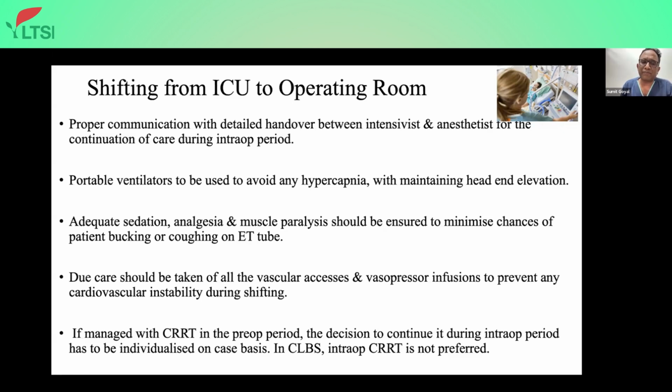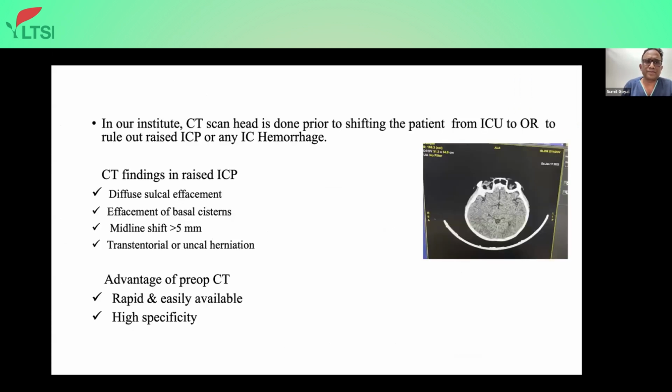If preoperatively managed with CRRT, the decision to continue it during the intraop period has to be individualized on a case basis. At our center, intraop CRRT is not preferred. Next. In our institute, CT scan head is done prior to shifting the patient from ICU to the OT to rule out any raised intracranial pressure or intracranial hemorrhage. The advantages of pre-op CT are that it is rapid and easily available and has very high specificity.